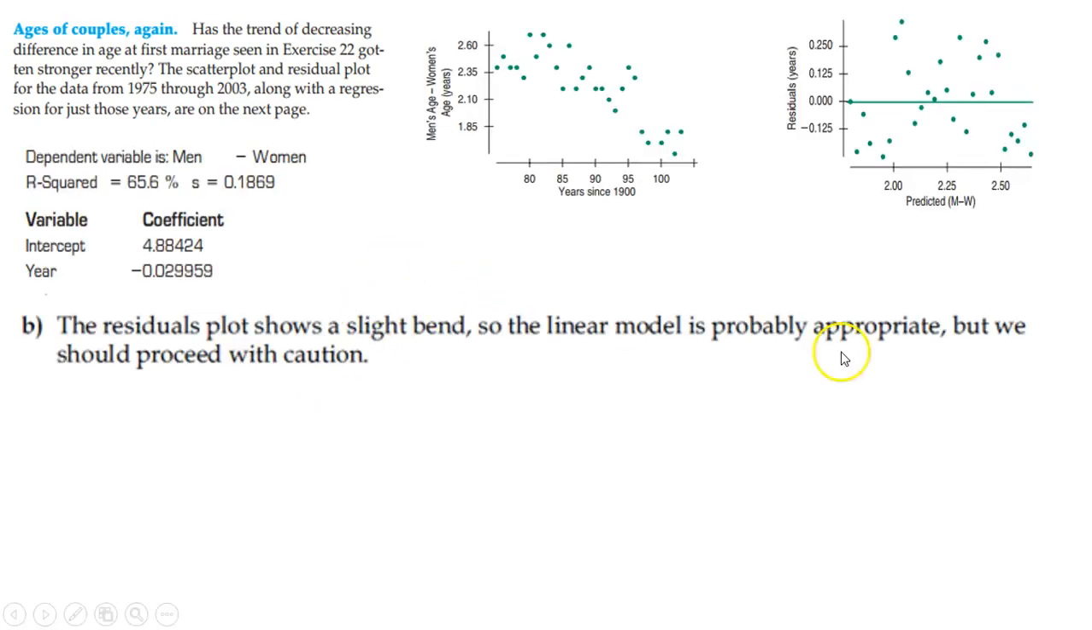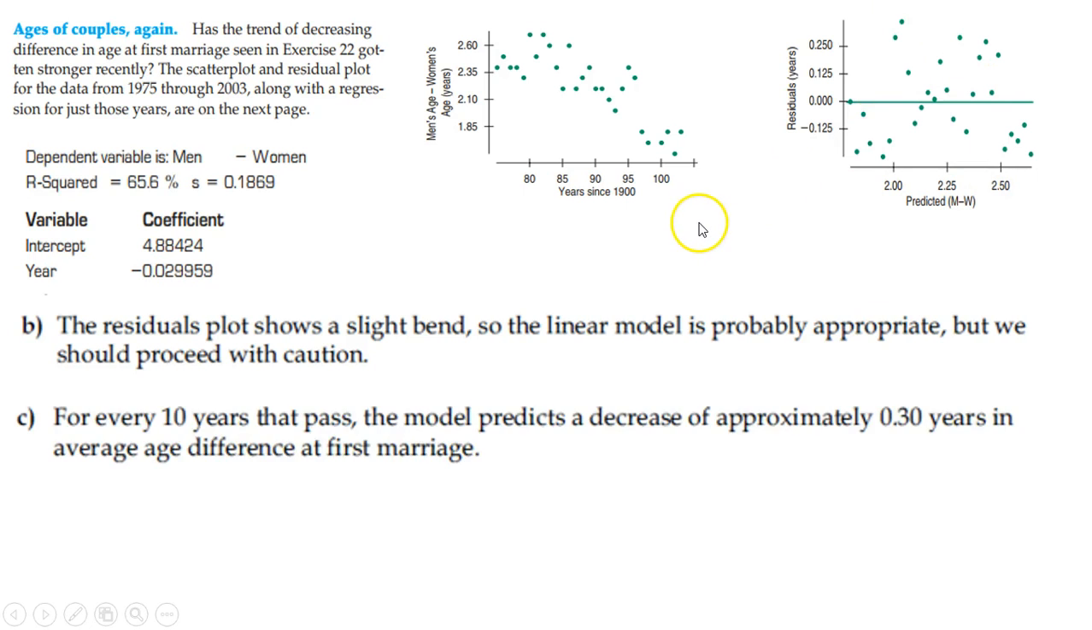Part B, though, the residual plot shows a slight bend. Not much. I mean, it kind of looks like everything's there, but it looks like we're kind of doing that slightly. So the linear model is probably still appropriate for us to use. It's not like I can see a total trend, but we should make sure as we're doing this that we are cautious.